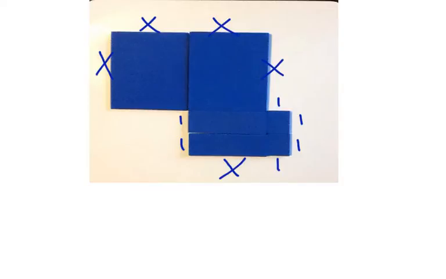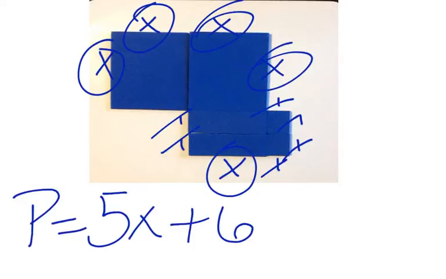Alright, hopefully you labeled yours the same as mine. And then I'm going to write the perimeter. You should have written 5x plus 6 for the perimeter. I always check mine by circling my x values, and then I cross off my 1s to make sure I get all the pieces.